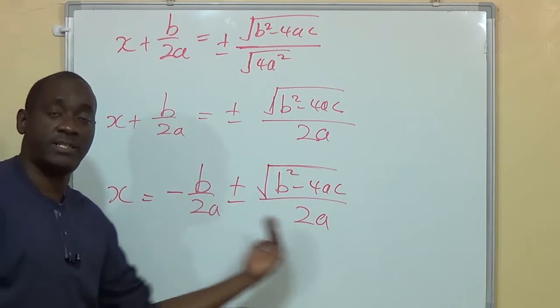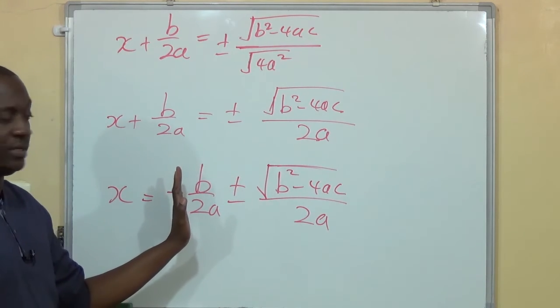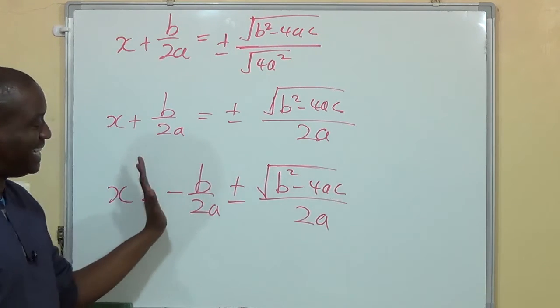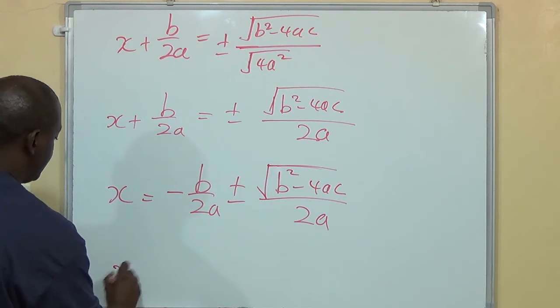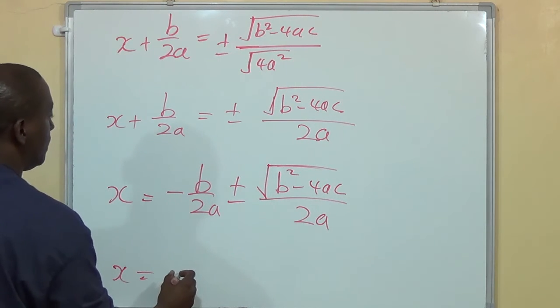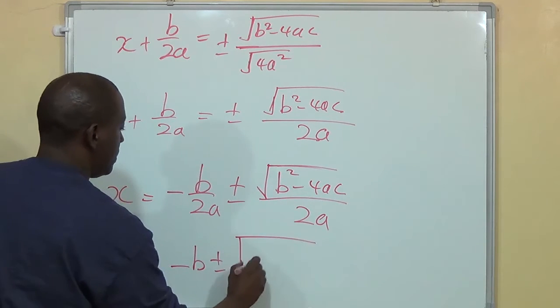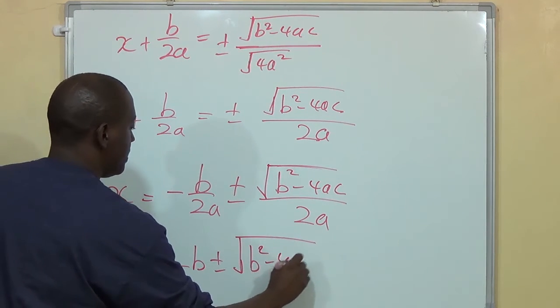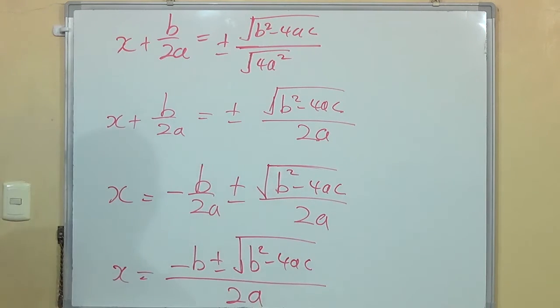we have the liberty, the luxury, to perform all the arithmetic at the level of the numerator on top. So what we now have is that x is equal to minus b plus or minus the square root of b squared minus 4ac all over 2a. And that is what we know as the quadratic formula.